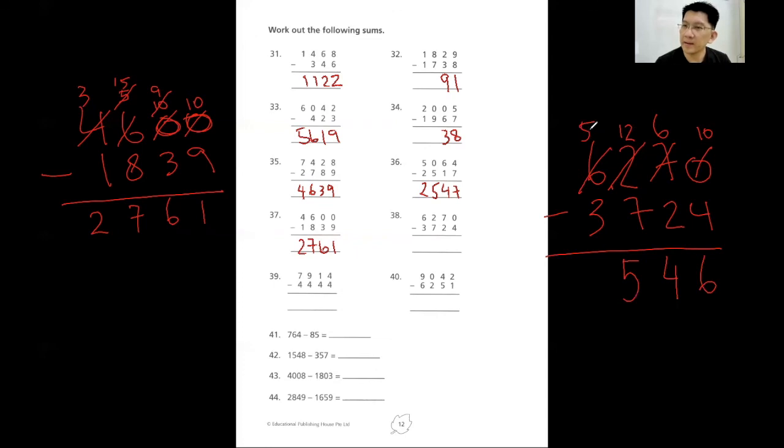And moving on to the last group, 5 minus 3. 5 minus 3 is 2. Okay, so that is the answer for number 38. 6,270 minus 3,724 is 2,546.